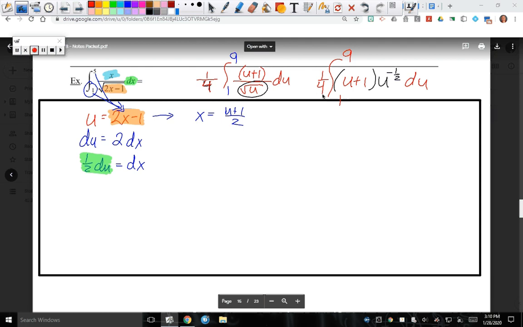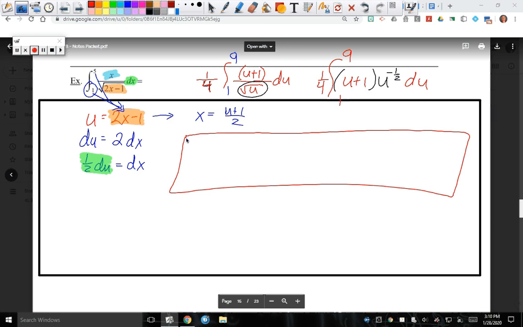Right now, I'm just showing you the rewrite. Here is where I'm about to do the box. Ready? I'm going to put this as 1/4 from 1 to 9. Here we go. U to the what? Negative 1/2. Wait, why? Because you are distributing this and this, so you add their powers. 1 plus a negative 1/2 is just 1 minus 1/2. Now it's going to be u to the negative 1/2 du.